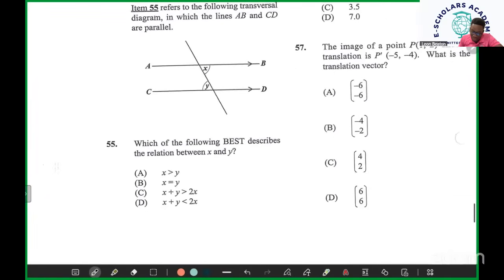Which of the following best describes the relation between x and y? So we see this is a Z angle. So x would obviously be equal to y, which is B.